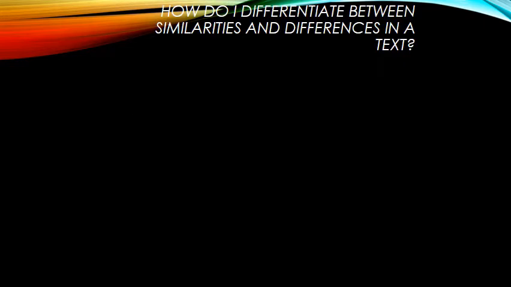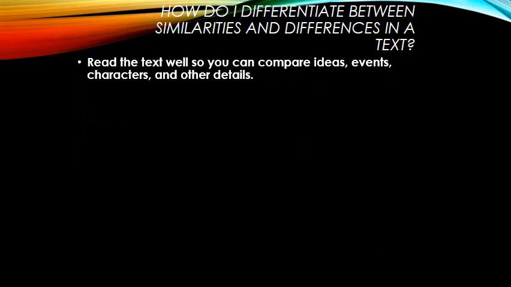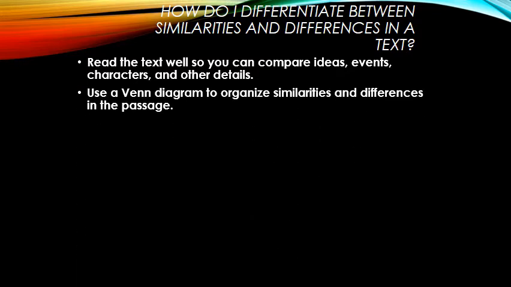How do I differentiate between similarities and differences in a text? This is a very important question. What should I do? Step 1: read the text well so you can compare ideas, events, characters, and other details. We have to read carefully. Step 2: use a Venn diagram to organize similarities and differences in the passage. So you go and draw the Venn diagram.